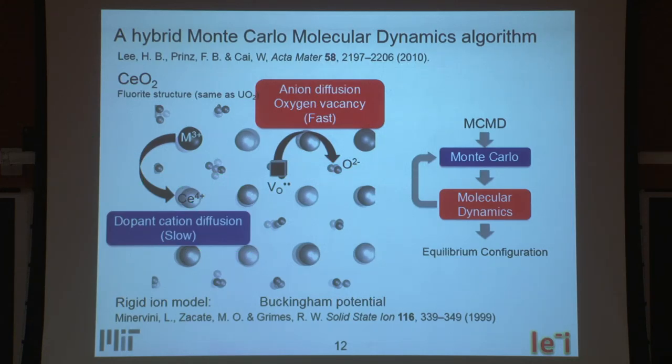So it's very similar to the Monte Carlo method that people use for neutron transport. Basically, you have some random walk and then accept or reject these walks based on some energy criteria. And we use molecular dynamics to handle the diffusion of anions. After we do this method alternately again and again, we can end up with an equilibrium configuration of these defects. So let me show you how these defects interact with the dislocation.